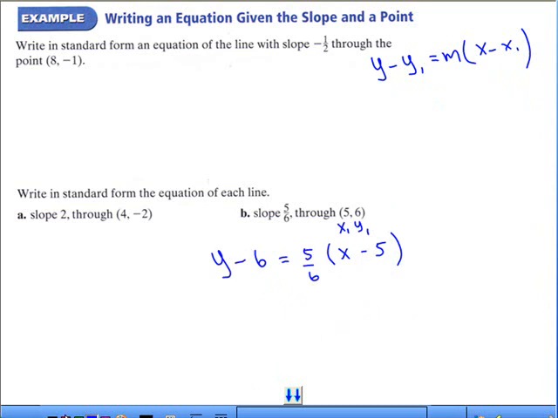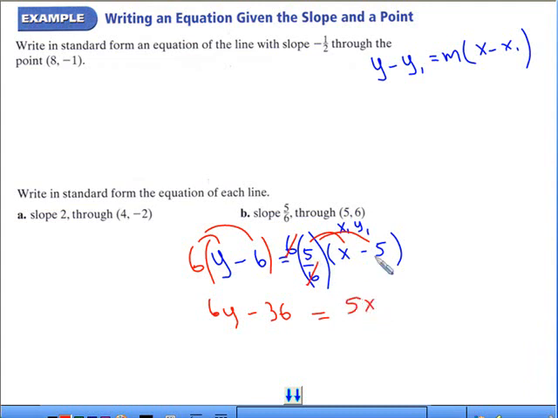So let's get rid of the fraction. So we're going to multiply both sides by 6. Let's put this in parentheses right here, so that we know we need to distribute to both. So we get 6y minus 36. These cancel. Remember when they cancel, they really become 1s. So 1 times 5 is 5. Then we're distributing the 5. So it's going to equal 5 times x is 5x. 5 times negative 5 is negative 25.